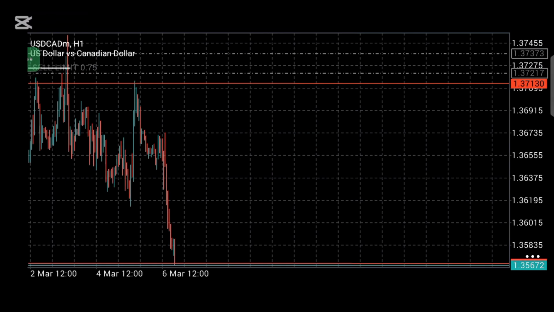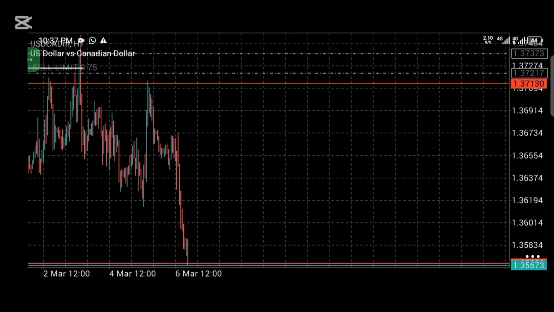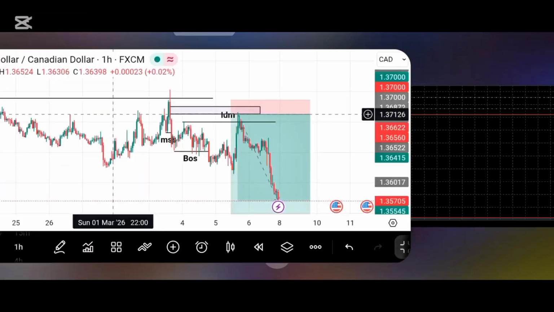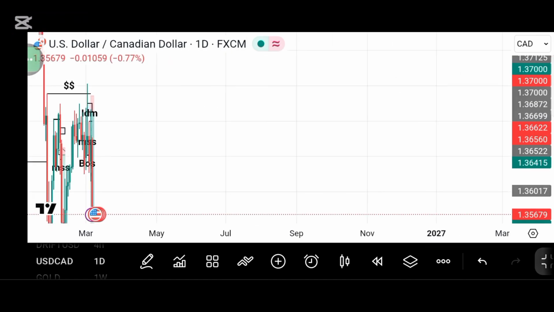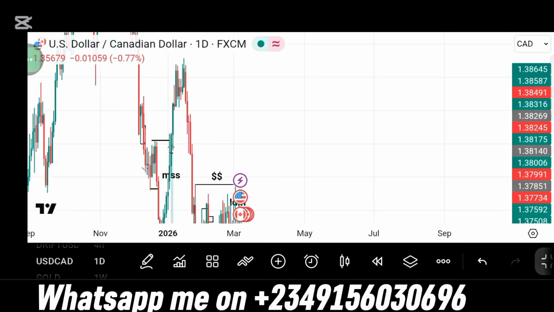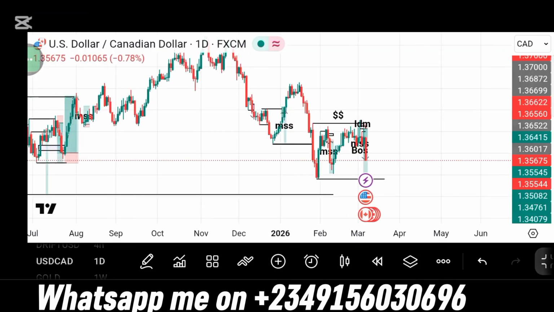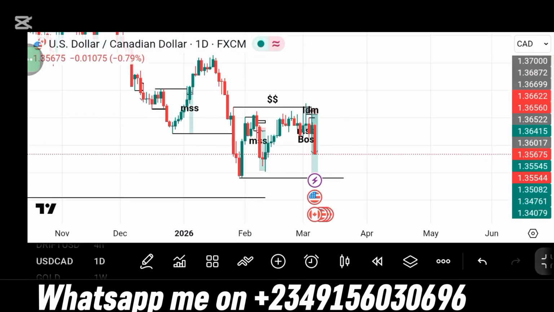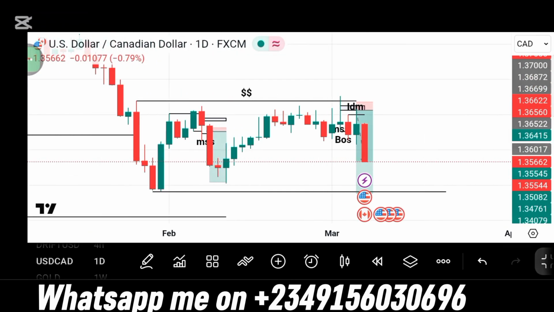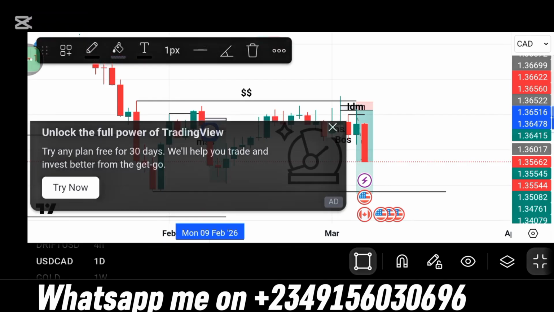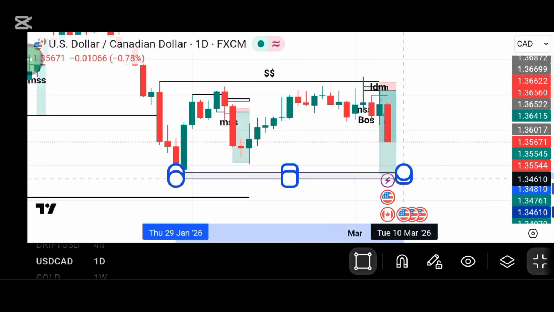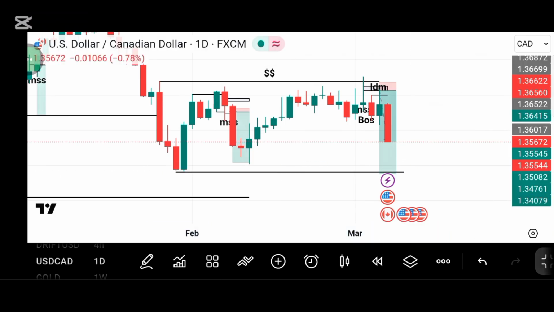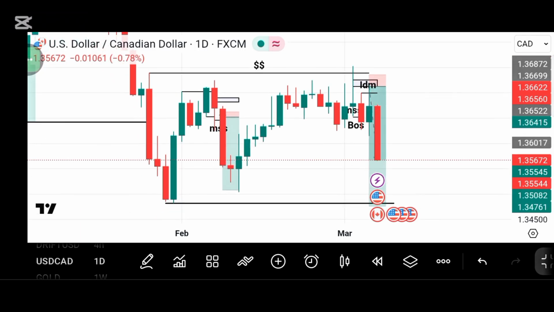So right from the start, let me take you back to my TradingView on USD CAD. On the daily time frame, I've always known that USD CAD has been bearish. So this is it here. There was a time I got an entry here around that level, and my target was this overall draw on liquidity, which is this low here. That was my first target for price to take out that liquidity. This is from the daily time frame.